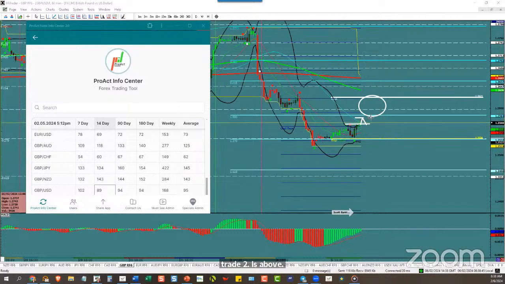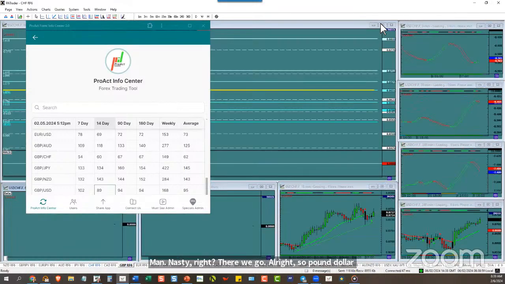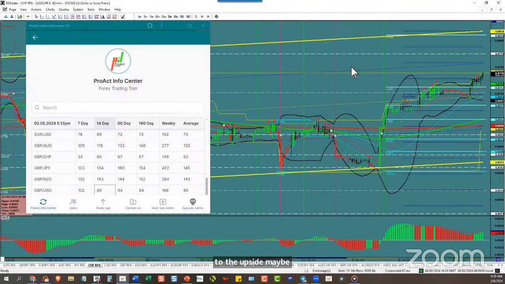Wherever that wick goes. So trade 1 is here. You can see it's not a great trade. It's there, but let's hope we can find something better than that. Man, nasty. All right, there we go. Pound dollar to the upside, maybe. It's just so slim. All right, dollar Swissy.